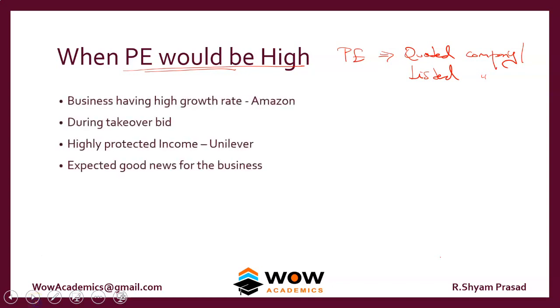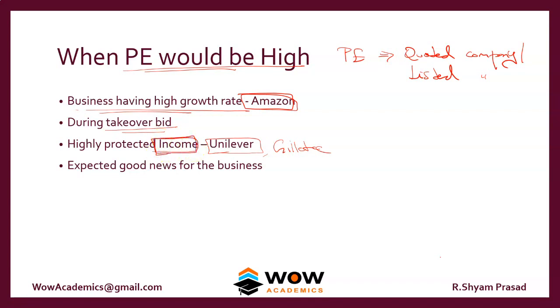So PE would be high when a business is having a high growth rate, for example, Amazon. Amazon has a very high growth rate. During a takeover bid, when one company is being bought by two other companies, the PE would be very high. And highly protected income, for example, like Unilever or Gillette. These companies will have a very high PE ratio because their income is always protected, so there's not much variability. So that's why PE will be higher.